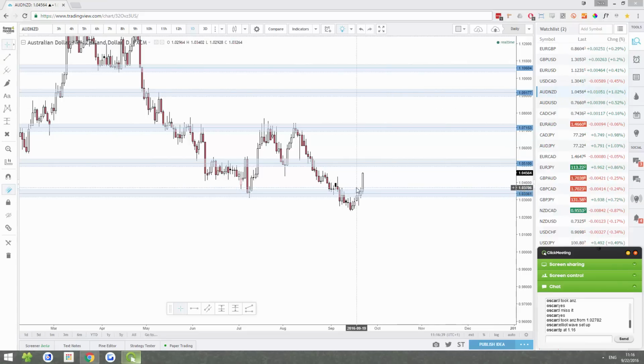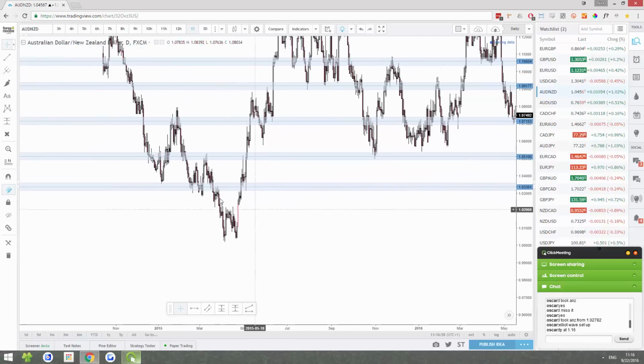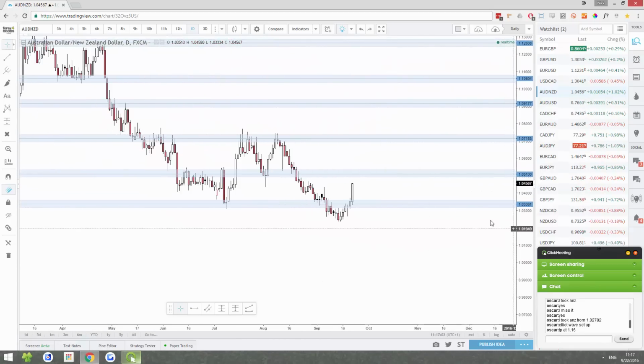But yeah, good work with the AUD New Zealand one. It was a pretty good reversal. I probably would not have entered it myself personally because it was a bit below the resistance area. Sorry, the support area even. But support became resistance when it broke below. And if we look back, yeah, it's a good support area. So I probably would have skipped that trade.